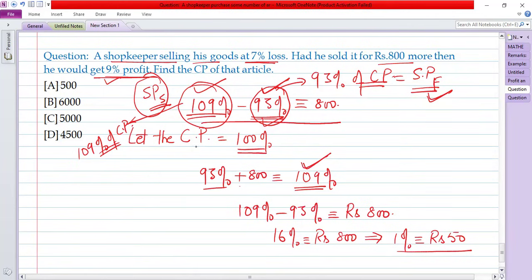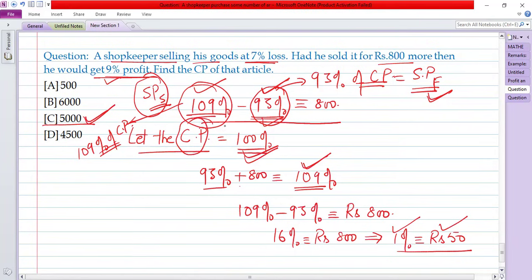Now here, what is the cost price? The cost price was 100%, and 1% is equivalent to rupees 50. So what will be the total cost price? Obviously, the total cost price will be 5,000.